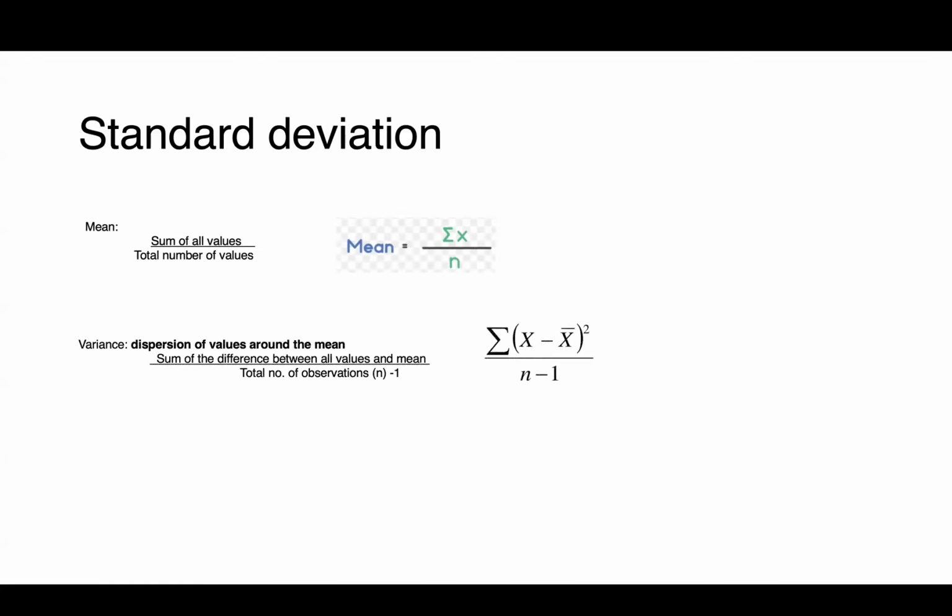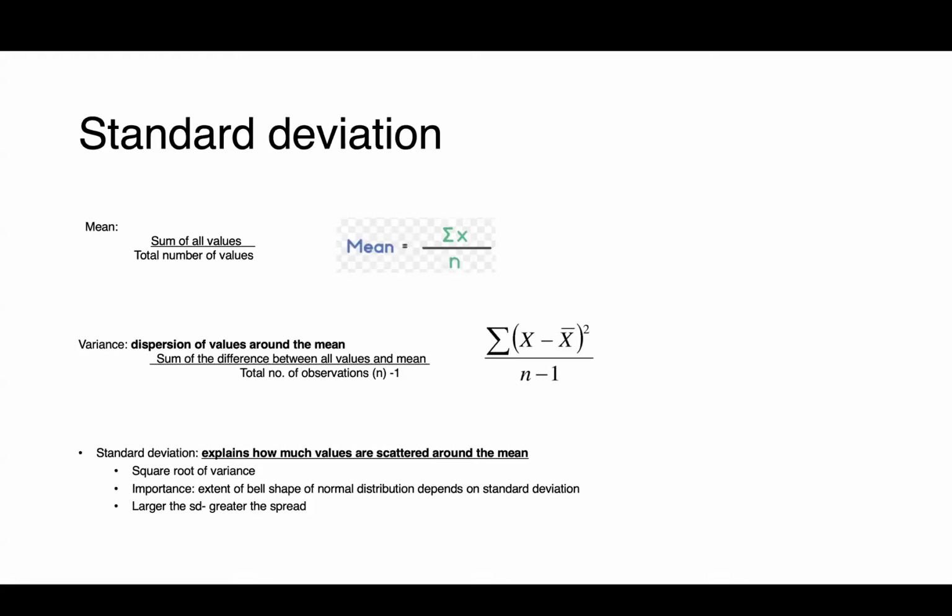Then coming to standard deviations. Many times when you look into the data tables, they write about SDs and confidence intervals. To understand the confidence intervals, you need to know a little about the standard deviation. So mean is the sum of all values divided by the total number of values. Then variance is the dispersion of values around the mean. It is the sum of the squared differences between all values and the mean, divided by the total number of observations minus 1.